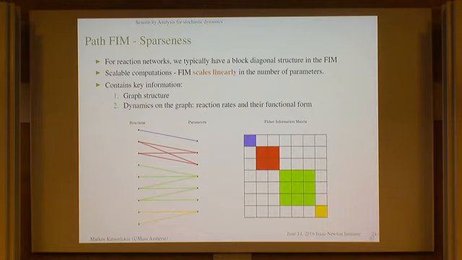This FIM, right, this object here, has an amazing structure, right? It is block diagonal, and basically you see with each reaction how many parameters it depends on, right? This dependence is reflected here in the matrix. So that means that you don't have to calculate the whole FIM. So you see, this is the number of parameters, right? Calculating this block diagonal guy scales with the number of parameters linearly, right? So that makes it a scalable object.